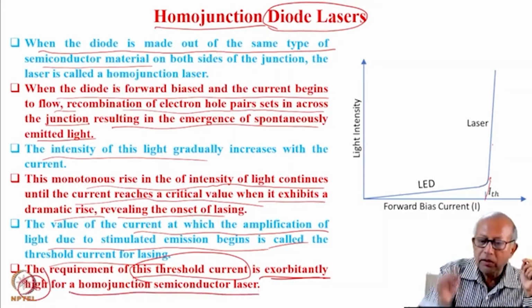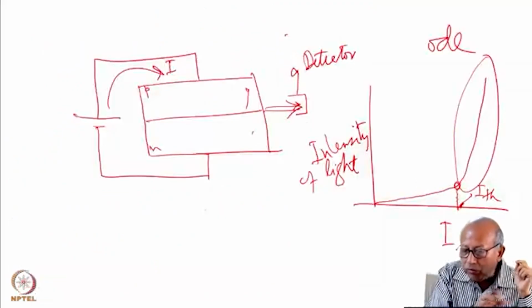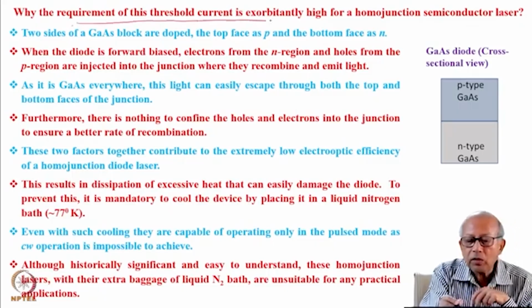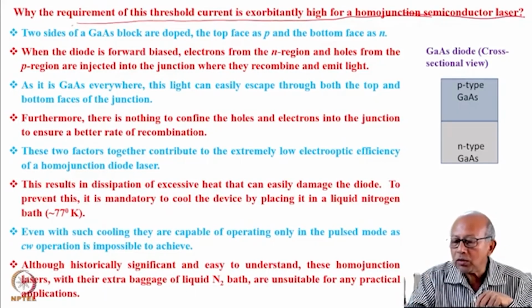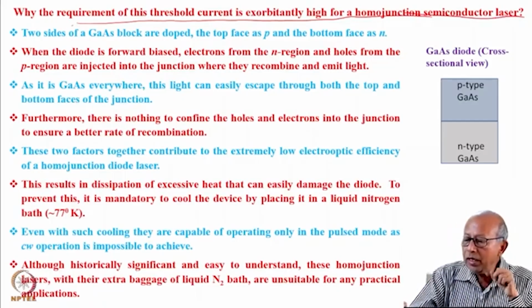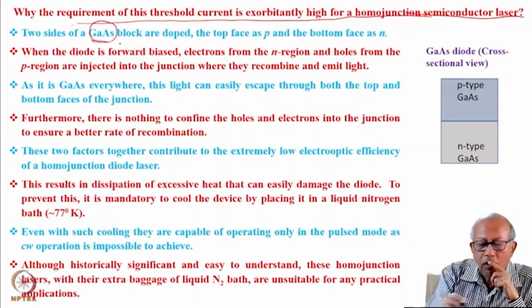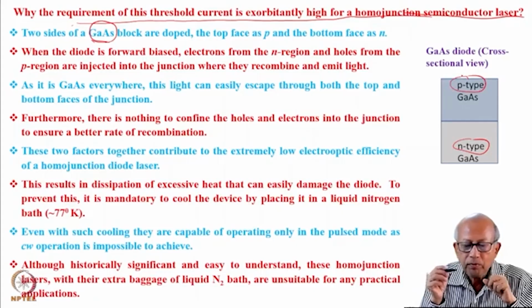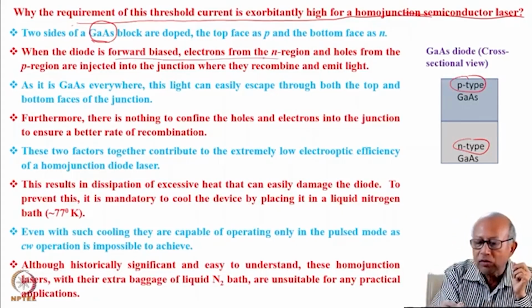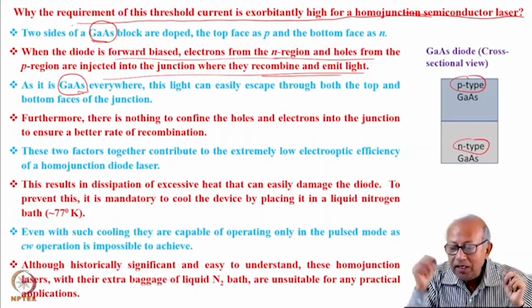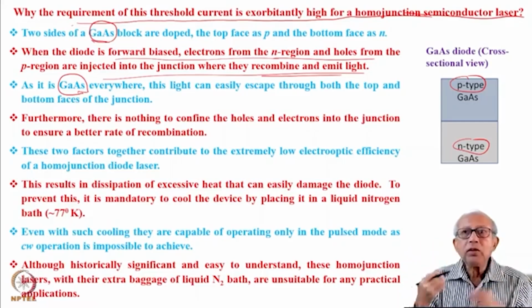Now the requirement of this threshold current is exorbitantly high for a homojunction semiconductor. So let us explore why the current is so high. You see, two sides of the gallium arsenide block are doped, one side N-type, the other side P-type. When the diode is forward biased, electrons and holes recombine and emit light, that's all very fine. As it is gallium arsenide everywhere, the light can easily escape through both the top and bottom faces of the junction.